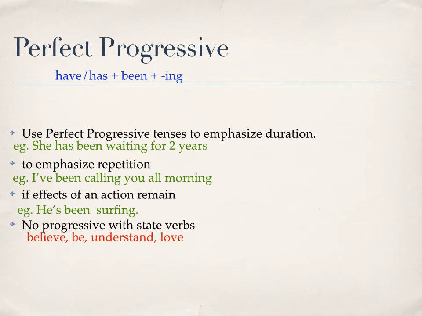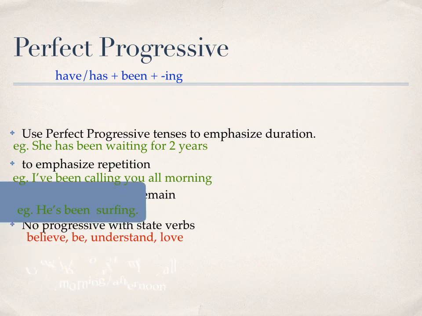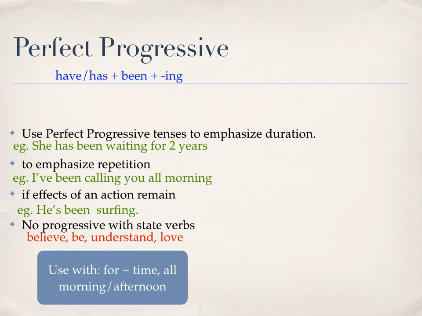And also, the same goes with any progressive. Certain verbs cannot be used with it. Okay, so believe or be, love, understand. Generally, these are not in the progressive tense, so we don't use them. Words that you should look out for when to use it: for plus a time, or all morning, or all afternoon. These generally indicate a perfect progressive.